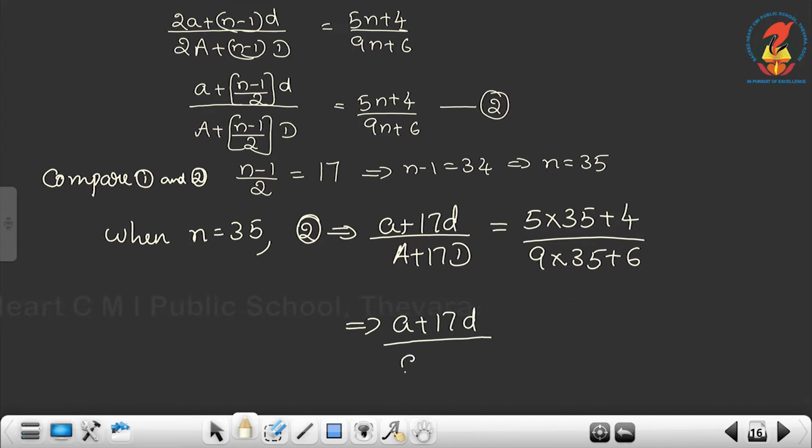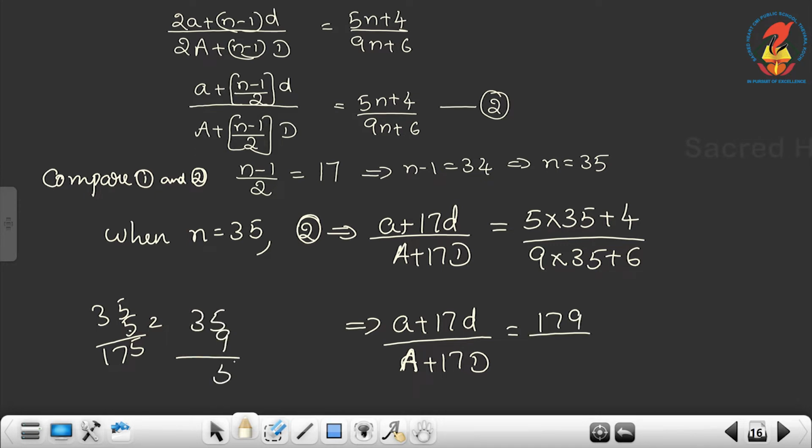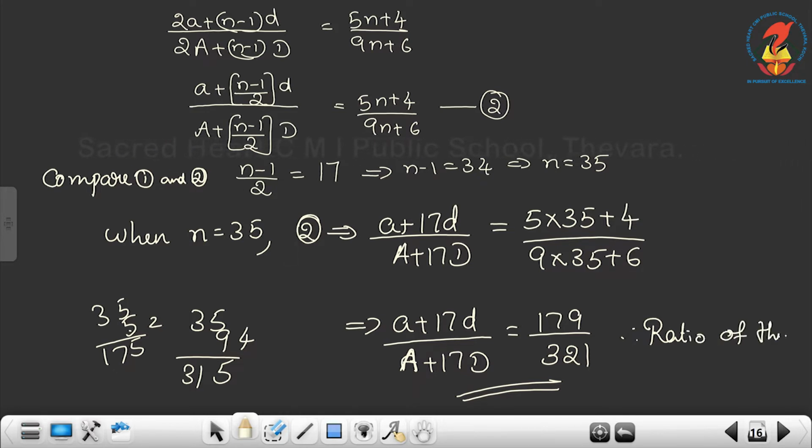The 18th term of the first AP and the 18th term of the second AP. That is equal to, the right hand side you have to calculate: 175 plus 4, 179, by 35 into 9, 315, so 321. Okay, so this is the answer. Therefore, the ratio of the 18th terms is 179 by 320.